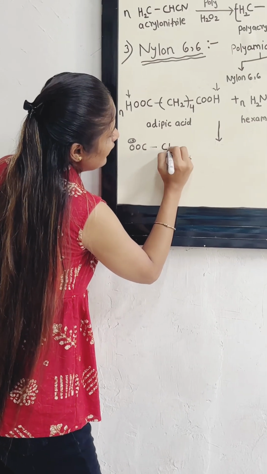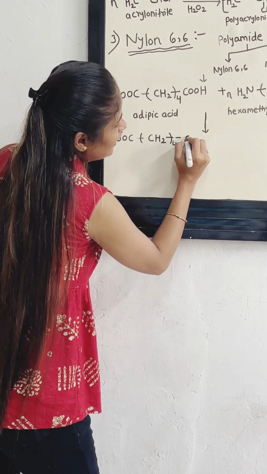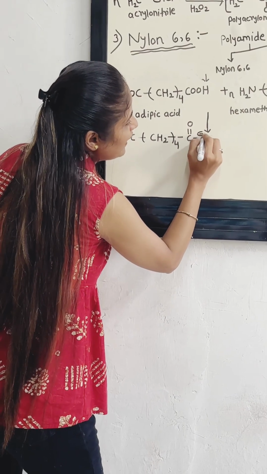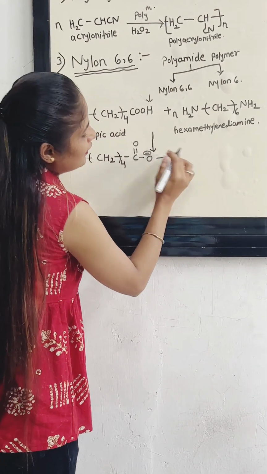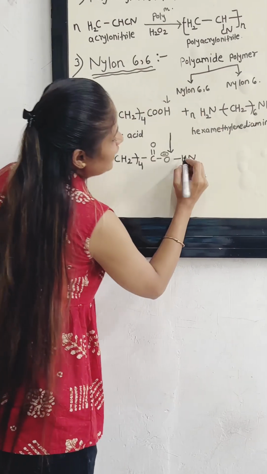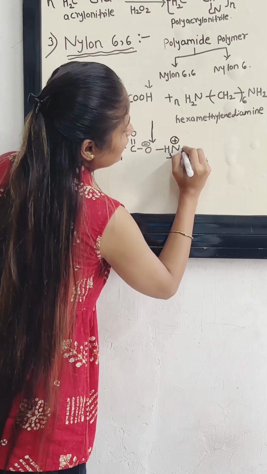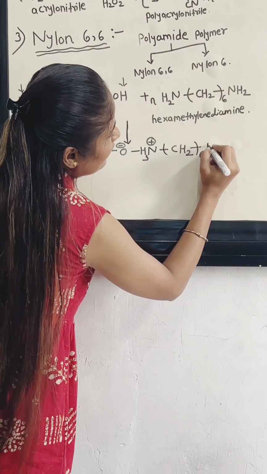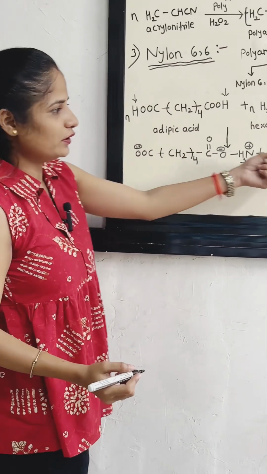Then the remaining structure we have to write as it is, that is CH2 4 times. Then here again we have to get the C double bond O minus charge, right? Then this is attached to this hydrogen atom. So this hydrogen gets shifted and we have to get the NH3 and positive charge on a nitrogen. Then this structure as it is, this is the 6 times and the same NH3, and we have to get the positive charge on a nitrogen.